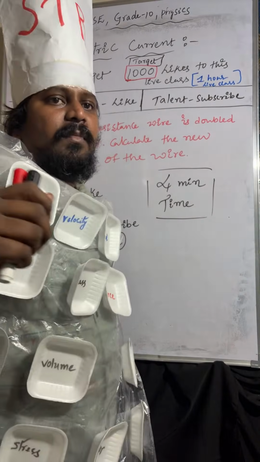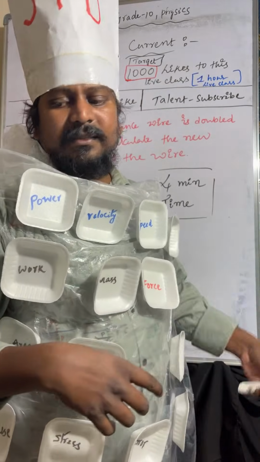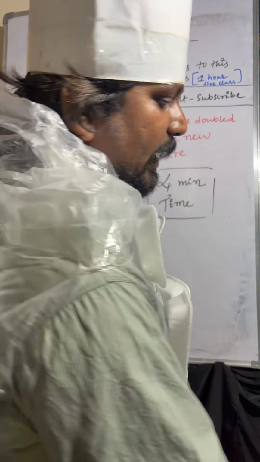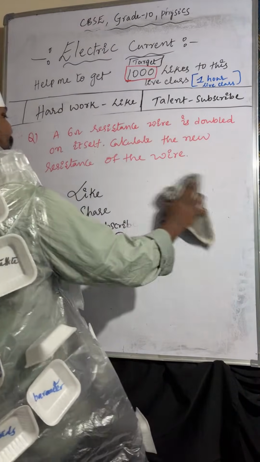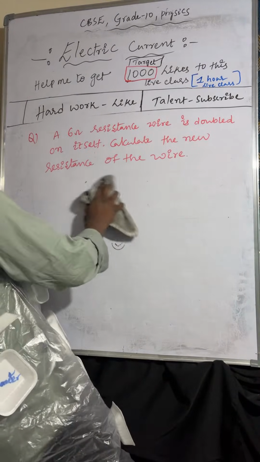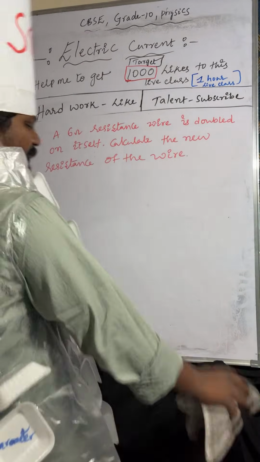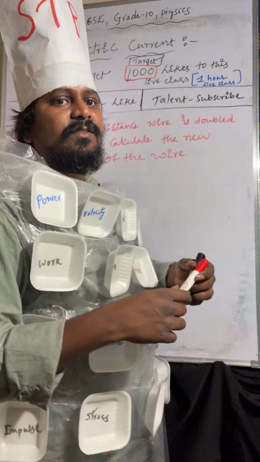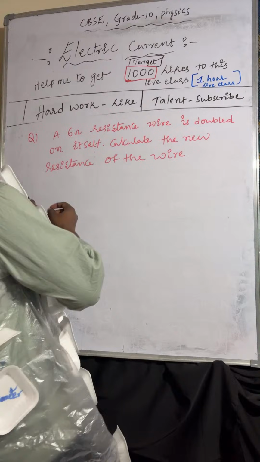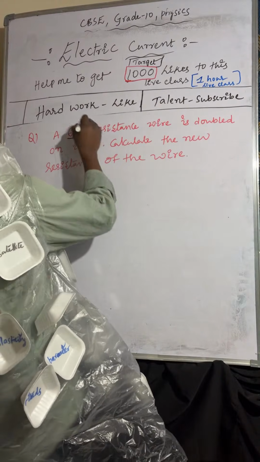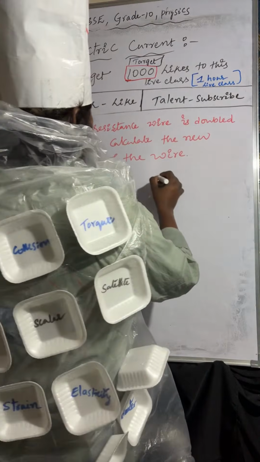Okay, coming to the question, I will solve and then tell you the answer. Here you see a 6 ohm resistance wire. The question is: a 6 ohm resistance wire is doubled on itself, calculate the resistance.